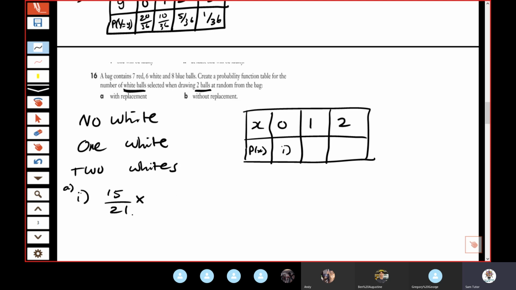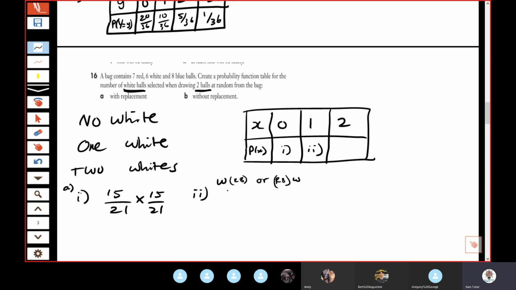And then the second one had to also be red or blue again, and it's with replacement, so you're replacing it back. 15 over 21. That's your answer for I. Double I, you had to get one white. That means you could have had the first one white, and then red or blue, or it could have been red or blue and then white.